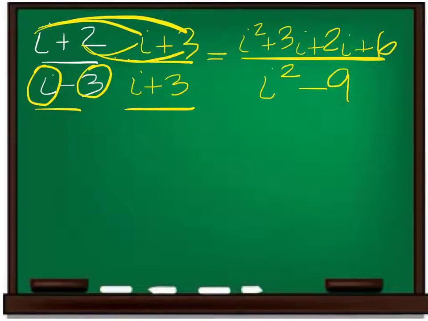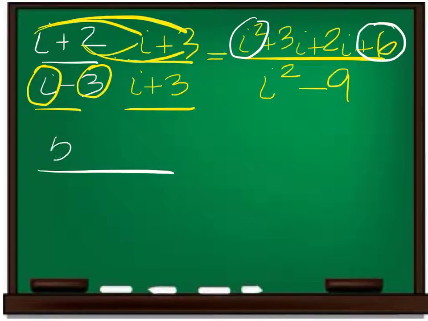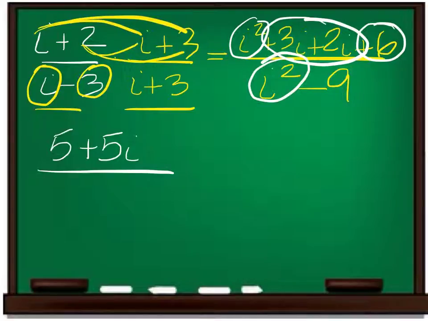Now you have to simplify. So you have i squared. i squared equals what? -1. -1 plus 6 is 5. And then you have to simplify the middle. 3i and 2i, that's 5i. On the bottom, i squared is -1, and you're subtracting 9. -1 minus 9 is negative 10.